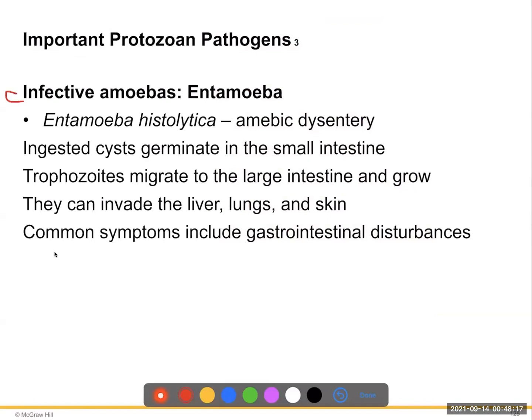Okay, infective amoebas, one of your pathogens. Entamoeba histolytica causes amoebic dysentery, a very bad digestive disease. Ingested cysts germinate in the small intestine. You ingest those cysts and they grow in the small intestine. They're ingested as benign cysts because they're not active; they're basically hibernating. They come in contact with the small intestine, open up, and become active. Trophozoites migrate to the large intestine and start to grow there. They can invade your liver, your lungs, and your skin. Gastrointestinal disturbance is a common symptom as it grows in the large intestine.